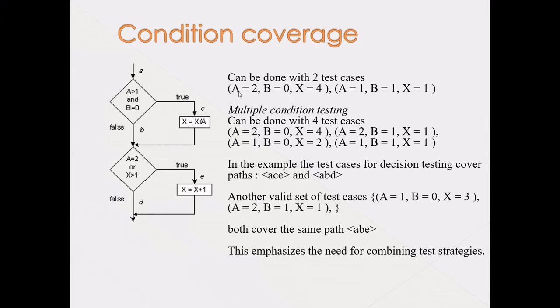For example, try putting a equals 2, b equals 0, and x equals 4. What is the line that your program would go? You can substitute and see. If a equals 2 and b equals 0 and x equals 4, can you tell which path this will traverse? Yeah, you can type on the chat. Can you substitute and see?